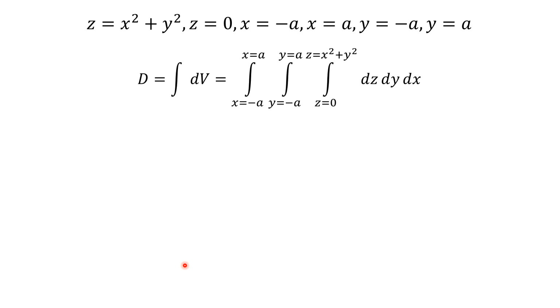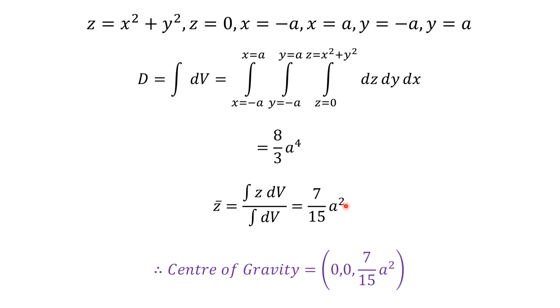Now we will calculate the denominator. We have to integrate 1 within the same limits. This is also a simple integration, and when you solve it, you will get the denominator as 8 by 3 a raised to 4, and therefore z bar is 7 by 15 a square. And already we knew that x bar and y bar are 0, so therefore the center of gravity will be at the point 0 comma 0 comma 7 by 15 a square.